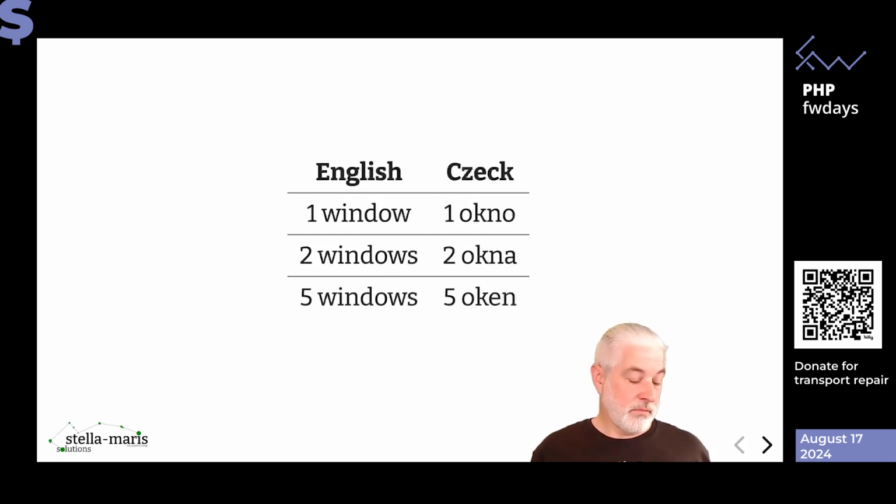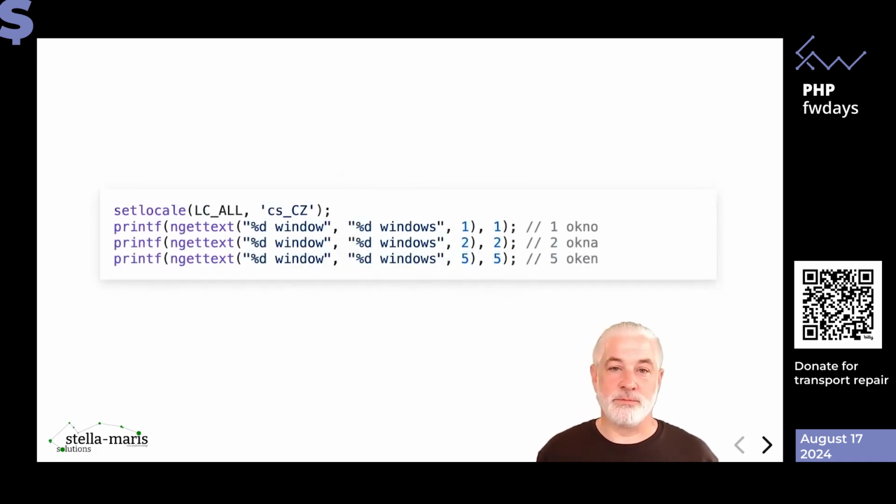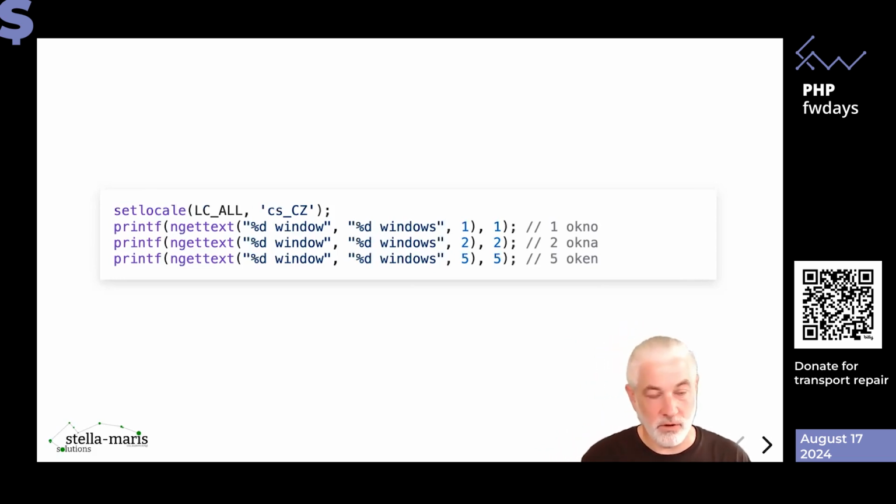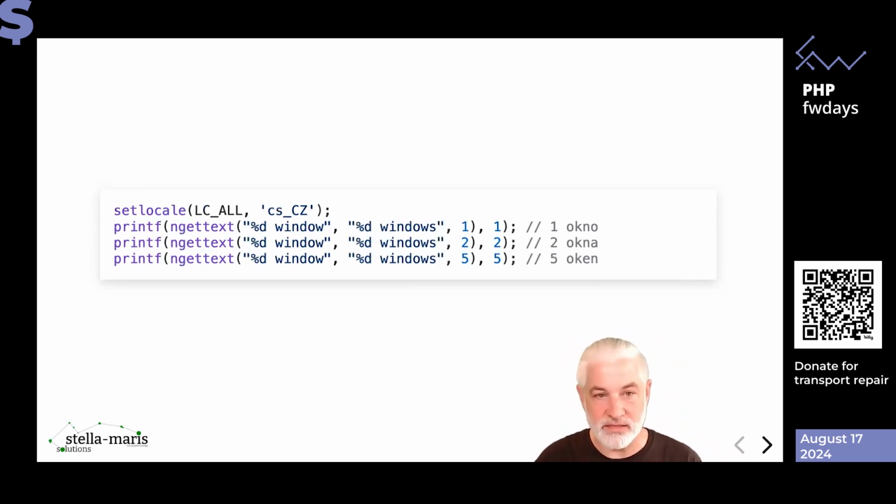And gettext supports that out of the box. So you set the locale, you set, say, printf or echo or whatever, n-gettext %d window or %d windows, comma, and then you set the actual value. And then you pass the value to the printf, because you want the %d to be replaced. And then you get the appropriate string that you have in your translation, hopefully.